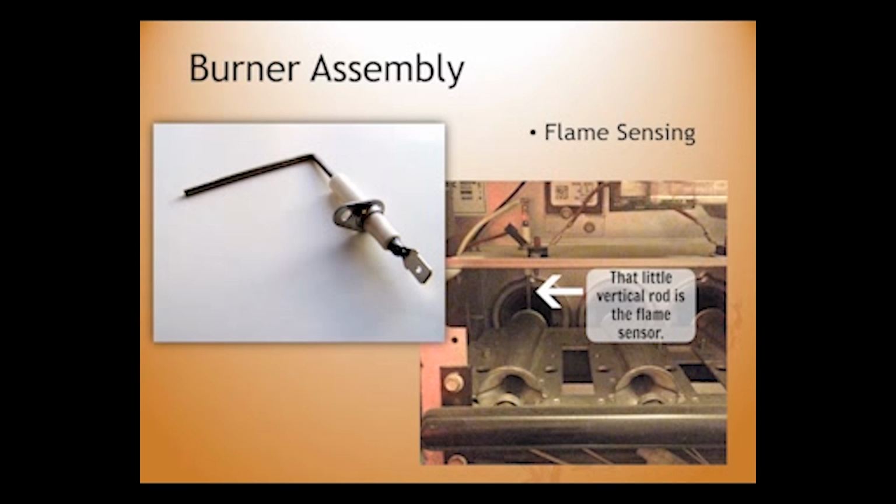The flame sensor that is found in our ignition uses a process called flame rectification. It's interesting that flames are actually electrically conductive, so as long as there is a flame, we can have current flow, which allows the control board to sense when there is a flame or when there is not.